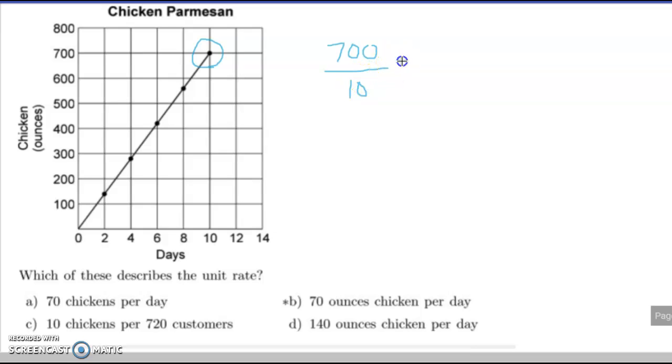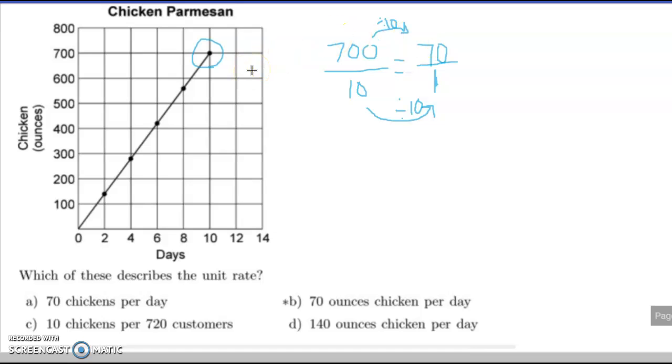But the unit rate is telling me that I want to know how many ounces of chicken they use per day, which is for 1. Well, in order to go from 10 to 1, I'm going to divide the bottom by 10. Anything I do to the bottom, I'm doing to the top. So I'm going to divide the top by 10. And 700 divided by 10, I totally gave you the answer, is 70. So the unit rate on this graph is going to be 70 ounces of chicken per day.